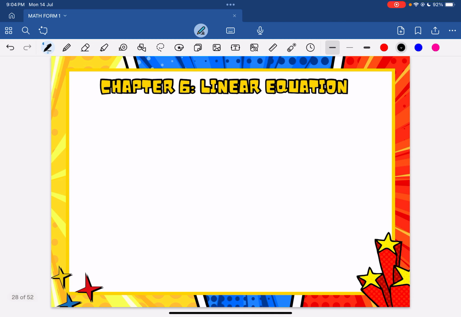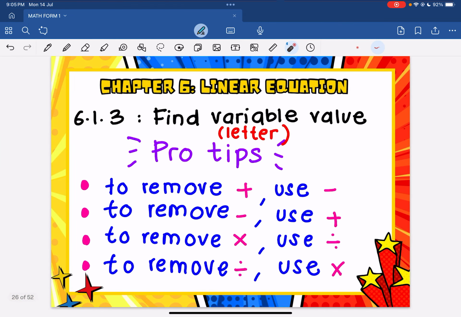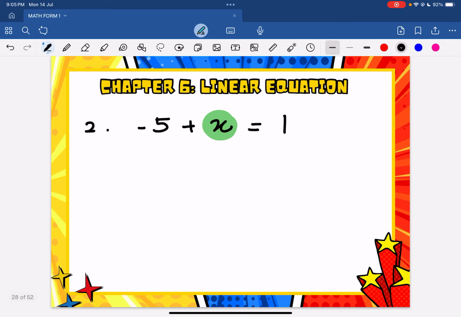For example, number 2. Negative 5 plus x equal to 1. Again, if the question asks you to find the variable, the only variable here is x, so you are looking for this x. You would like to remove the negative 5. How to remove negative 5? Remove negative, use positive. But positive what? Positive 5, plus 5 here.